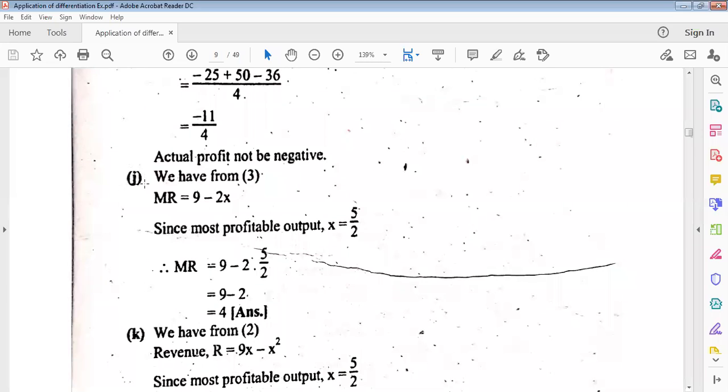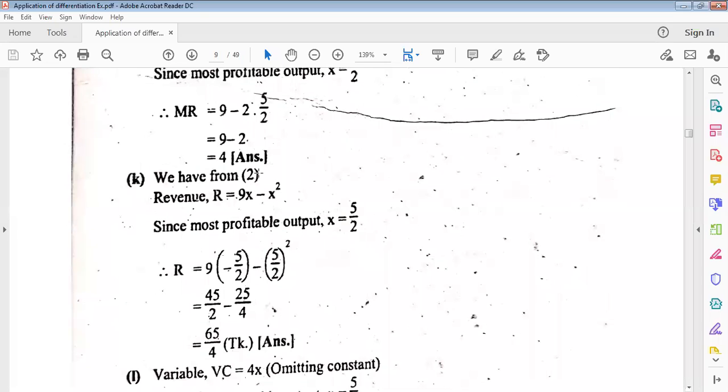Now for Z, we have from equation number 3, marginal revenue, what? 9 minus twice x, from equation number 3. Since the most profitable output x equals to 5 by 2, therefore marginal revenue will be 9 minus 2 into x, what? 5 by 2. 5 by 2. 2 cancels, only 4. This is the marginal revenue.